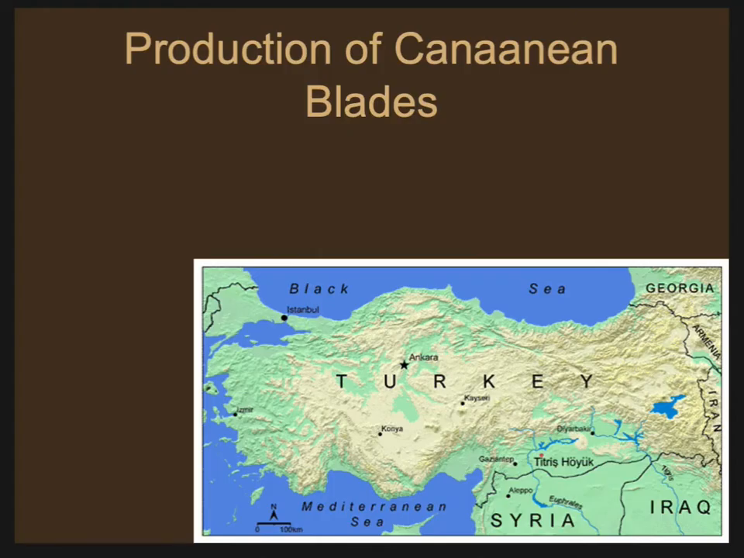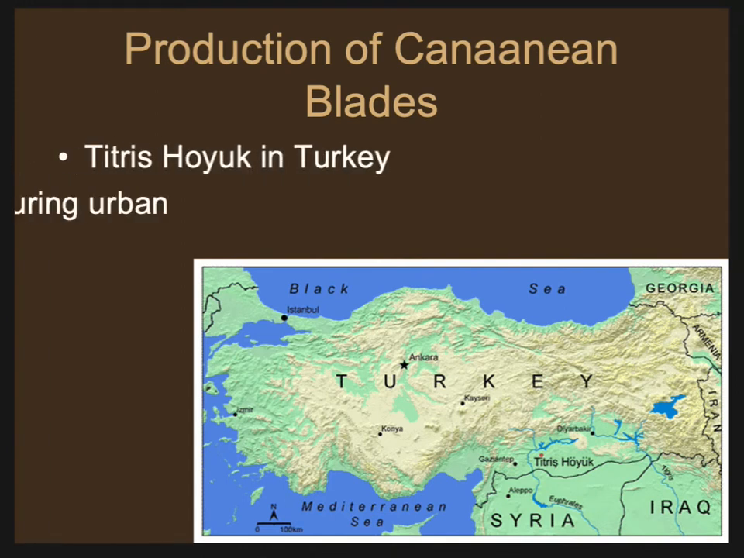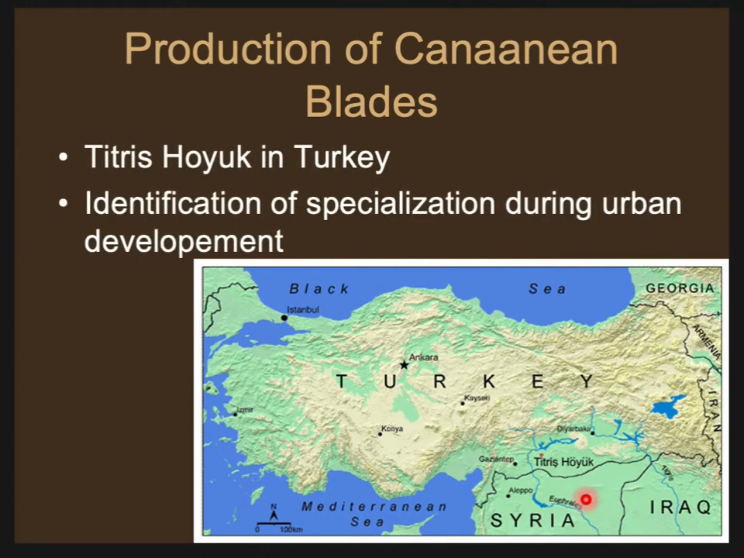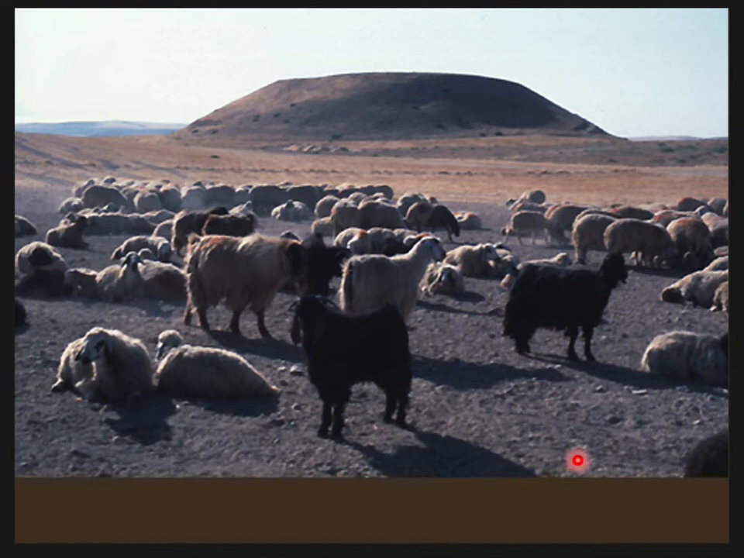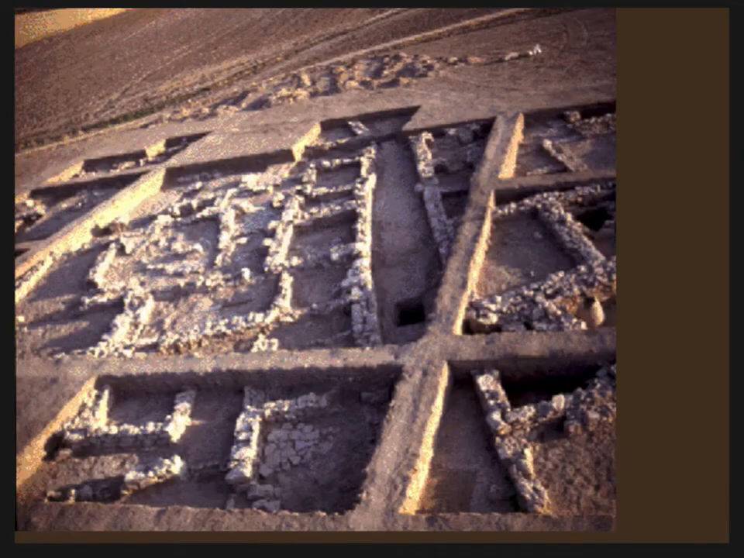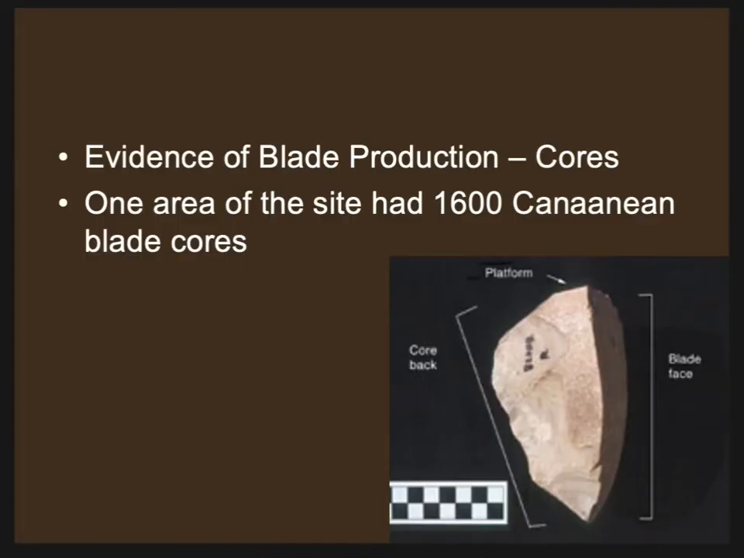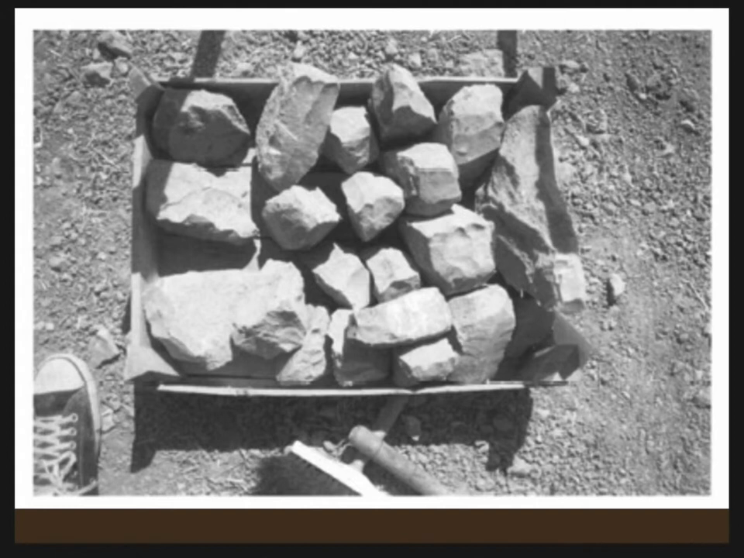So we talked about Tichershuyu before and those Canadian blade cores. And we said that because the site was getting larger and larger and larger, there was a demand for these blades, right? And for the blades to harvest wheat. Because there was demand, there was the opportunity then to have craft specialization. And so in that one part of the site, you found 1,600 Canadian blade cores. Just a huge amount. So it looks like people in that area of the site were specialists.